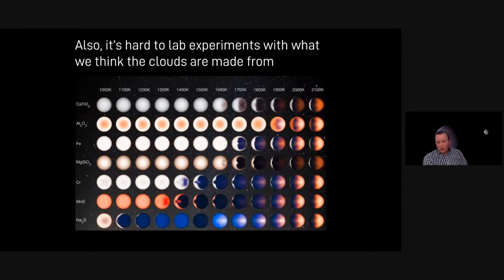It's also hard to do experiments with what we think these clouds are made out of, right? Remember I said these things are heated up to like 6,000 degrees. That means you get iron clouds, you get clouds, frankly, made out of sand, magnesium sulfide, all these weird things. And it's hard to do experiments because what you need to do is you need to get a bunch of hydrogen gas. Most of these atmospheres are hydrogen.